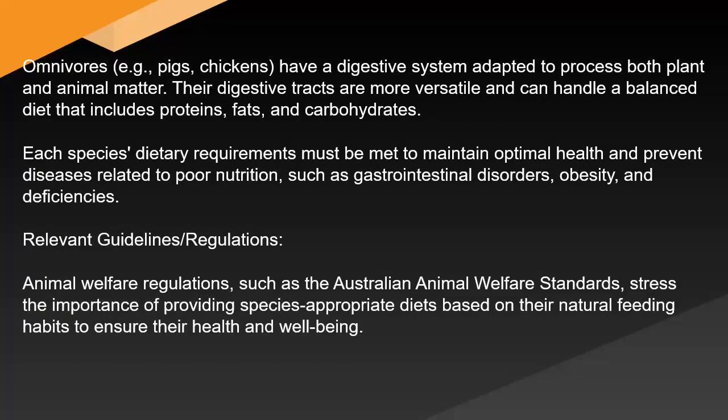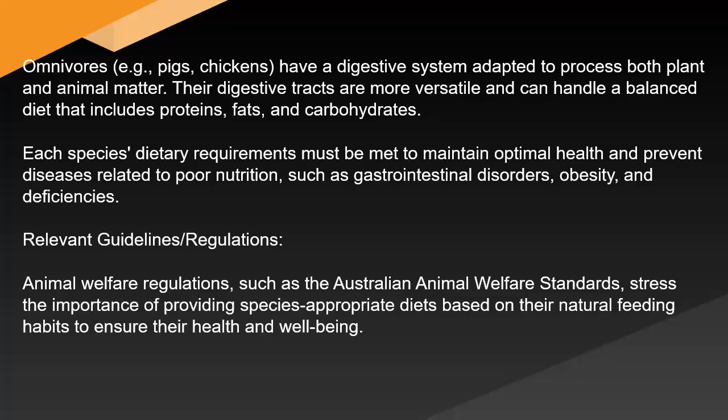Omnivores, e.g., pigs, chickens, have a digestive system adapted to process both plant and animal matter. Their digestive tracts are more versatile and can handle a balanced diet that includes proteins, fats, and carbohydrates. Each species' dietary requirements must be met to maintain optimal health and prevent diseases related to poor nutrition, such as gastrointestinal disorders, obesity, and deficiencies.